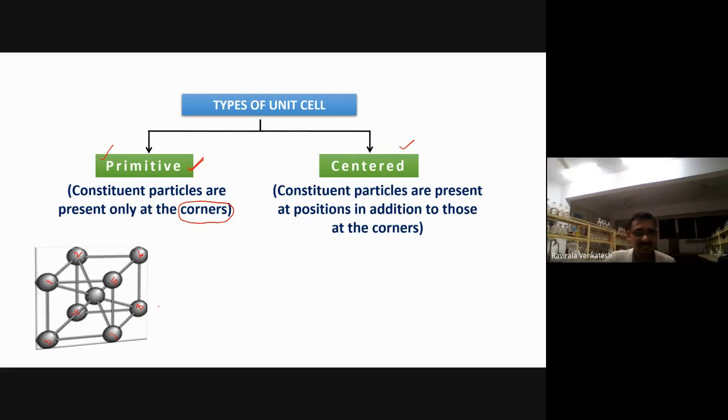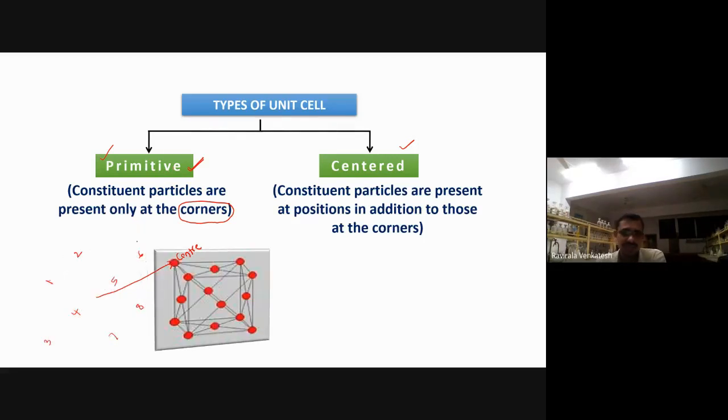In addition to this 8 corners, one constant particle is present at the center of the unit cell, isn't it? One constant particle present at the center of the unit cell. That means how many constant particles is it having? 8 plus 1, 9. Not only center, you may have in face center also. Here also one extra you are having. Here one, and here one, and here one. These are called face centers.